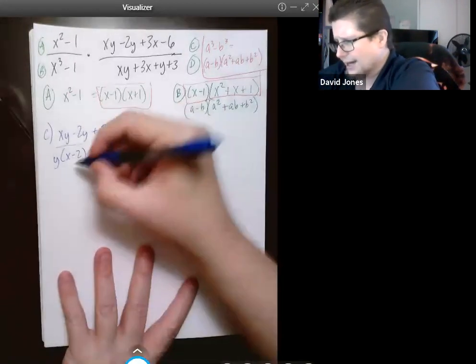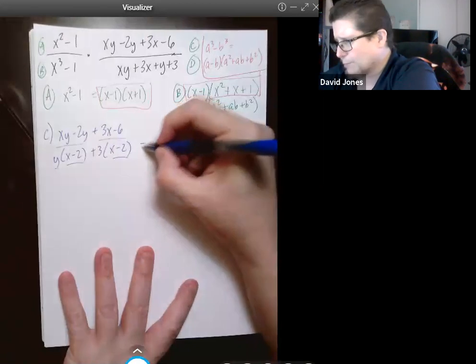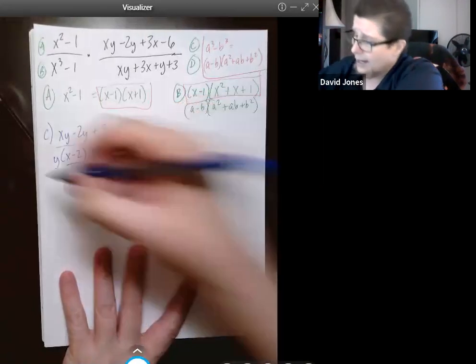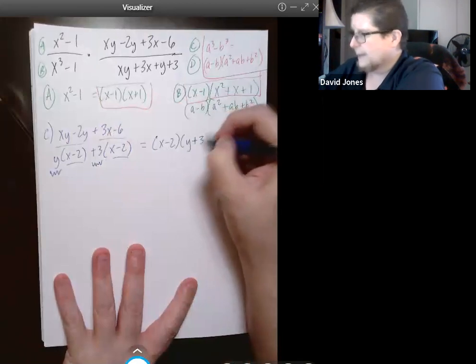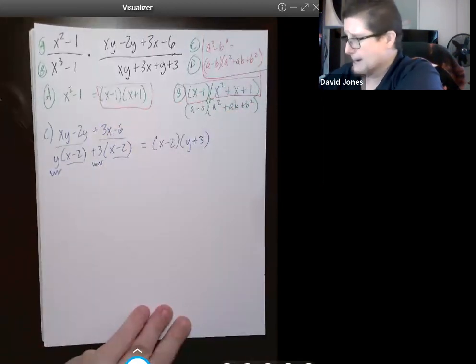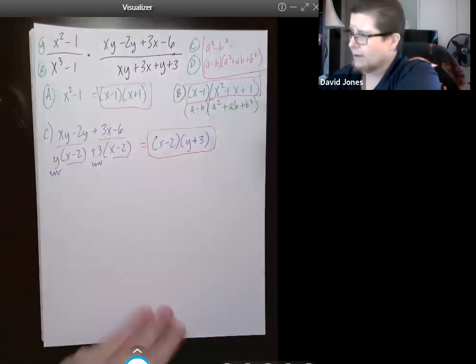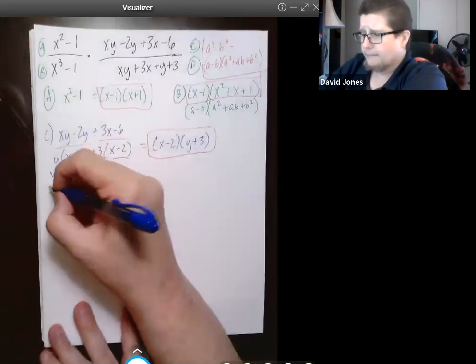And notice I've got x minus 2 in both spots. I can pull that out. And it leaves behind a y and a plus 3. That gets its own parentheses. And that'll be C. And then we'll take a look at D.